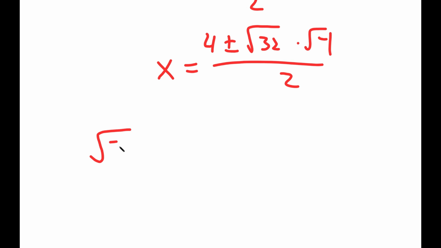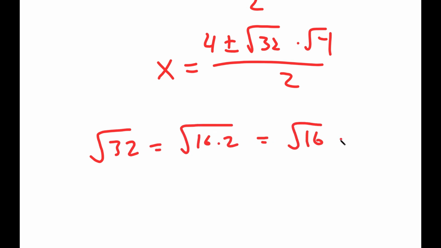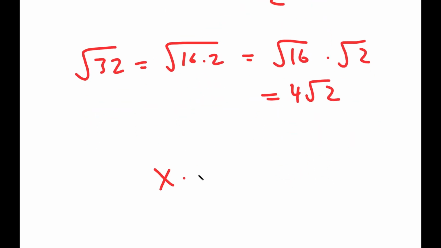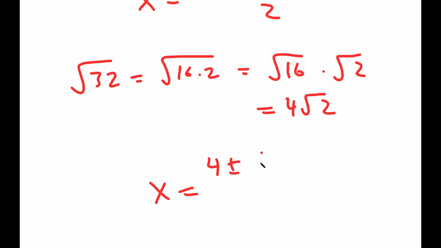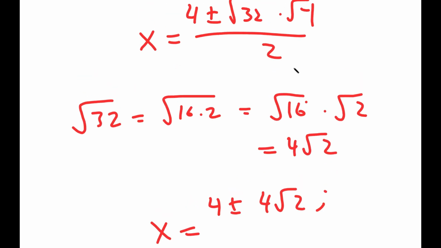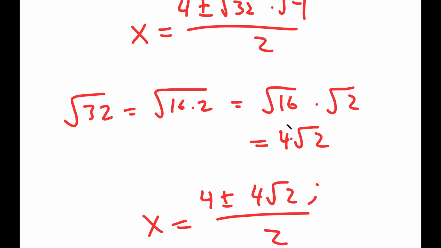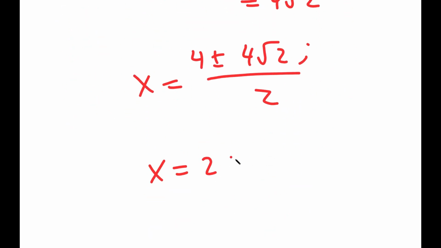And I'm going to simplify the square root of 32, which is equal to the square root of 16 times 2, which is equal to the square root of 16 times the square root of 2, which is equal to 4 root 2. So I get x is equal to 4 plus or minus 4 root 2i, where i is the square root of negative 1, over 2, which is equal to 2 plus or minus 2 root 2i.